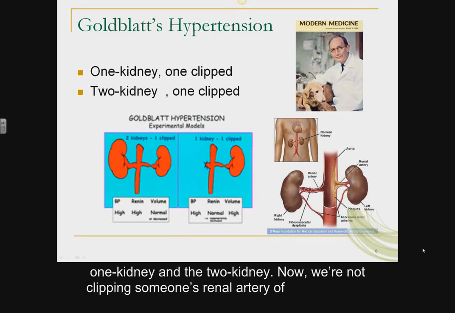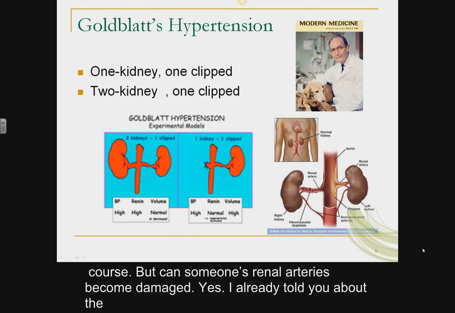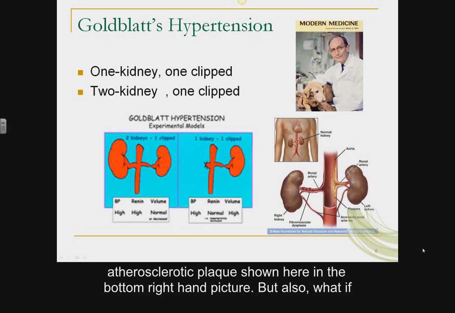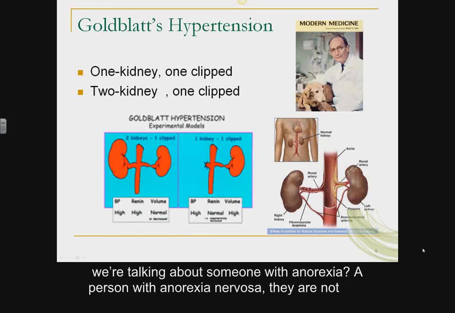Now, we're not clipping someone's renal artery, of course, but we do know that someone's renal arteries become damaged. Yes, I already told you about the atherosclerotic plaque shown here in the bottom right-hand picture. But this can happen if we were talking about someone with anorexia. A person with anorexia nervosa, they are not eating.